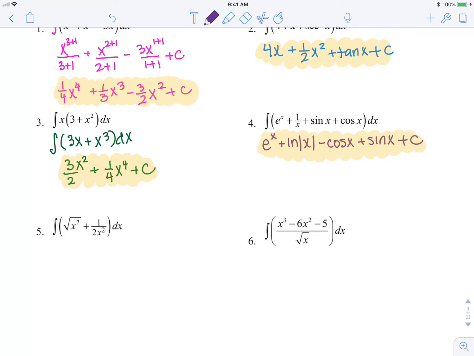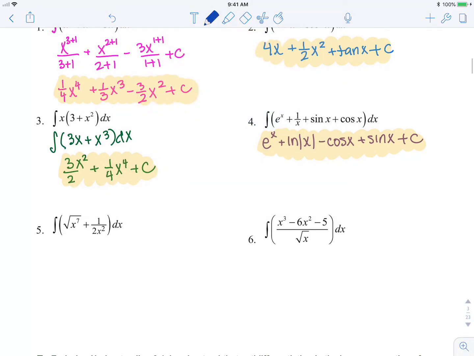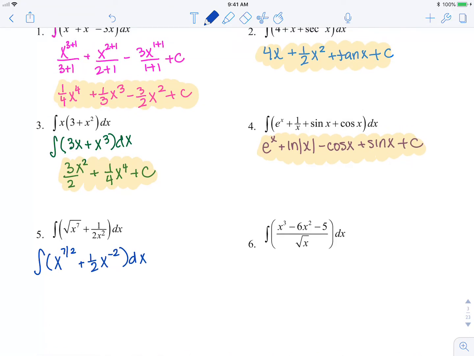So these next two examples take a little more manipulation before we can find those antiderivatives. So for instance, on number 5, I want to rewrite this as x to a power first. So this is x to the 7 over 2 power. Then this is plus 1/2 x to the negative 2 power dx. So now I can apply the power rule, adding 1 and then dividing by that power.